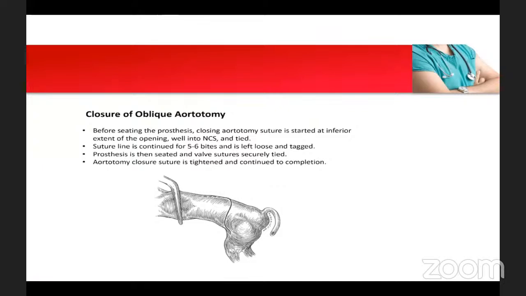For closure of an oblique aortotomy, the closure in this case would start before the valve is seated, starting at the inferior extent of the opening into the non-coronary sinus and then tied. The suture line is continued for 5 to 6 bites and is left loose and tagged. Then the prosthesis is seated and the valve sutures securely tied, and the aortotomy closure suture is tightened and continued to completion.